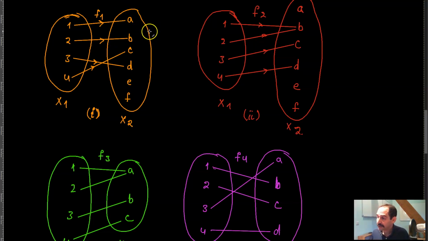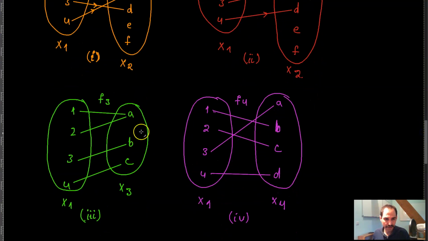Moreover, there are some elements like E and F in x2 which are not images of any elements of x1 under f1, meaning that these are not the images of any of the elements of x1 under f1. While all elements of x3, for example, are images of some elements of x1 under f3, right?